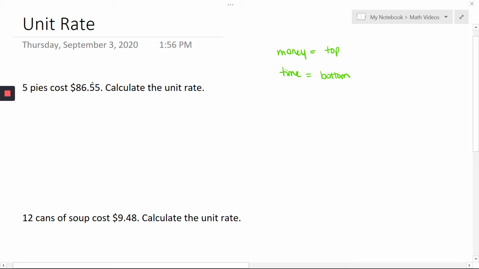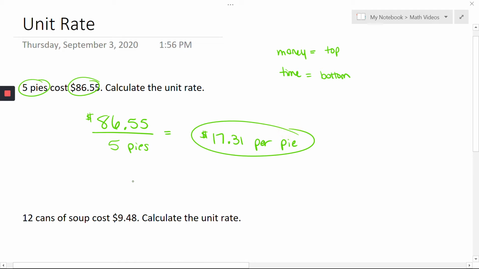So here for the first one, we're talking about 86.55, that's money, for 5 pies. So as I said, when we're dealing with money, it goes up top. So 86.55 divided by 5 pies, and that's going to tell me my price per pie. So that's why we're dividing with money up top, because it tells me per 1 pie when I divide. And I end up getting 17.31. And again, that's how much it's going to cost per 1 pie.